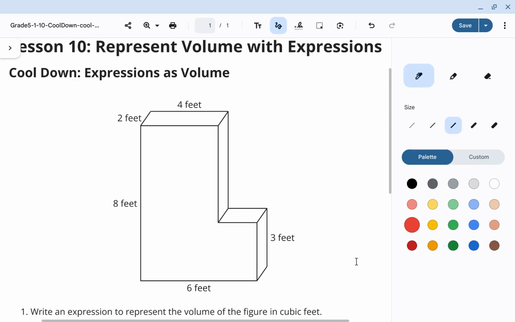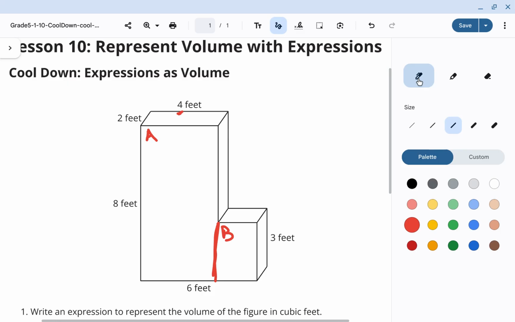Just as we saw in yesterday's cool down, we do have a choice for how we divide this particular object up to answer this question, to give the actual partition. And we're going to start with vertically dividing the shape to create a prism on the left, which we will call A, and a prism on the right, which we will call B.